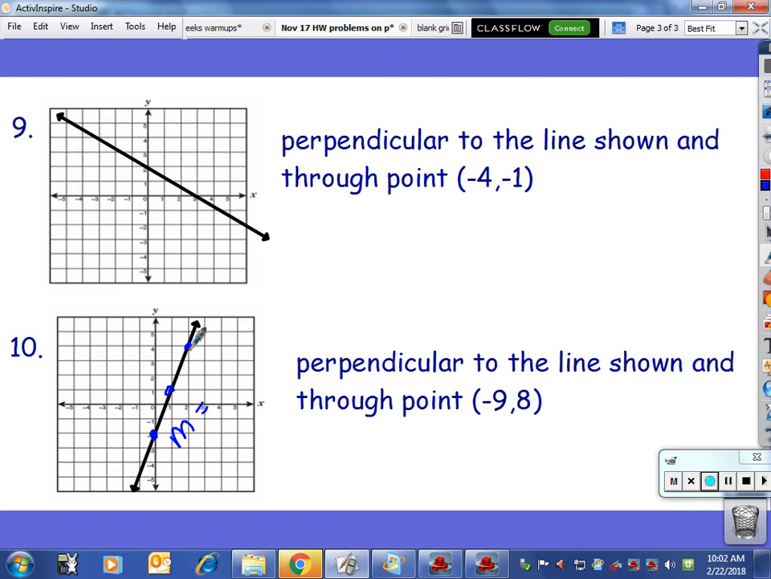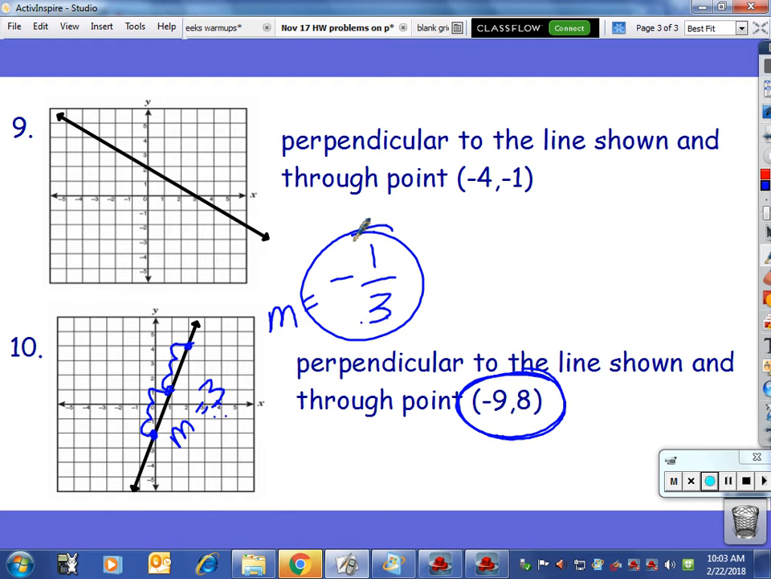It looks like it's definitely a positive slope. It's pretty steep. It's going up 3 over 1. Up 3 over 1. So this line has a slope of 3. So what should my slope be then? Negative 1/3. You have to do two things on perpendicular lines. You have to change the sign and you have to flip it upside down. So now I have my point and I have my slope. The only thing I'm missing is my b. So y, which is 8, equals m, which is negative 1/3, times x, which is negative 9 over 1, plus b. Y equals m times x plus b.